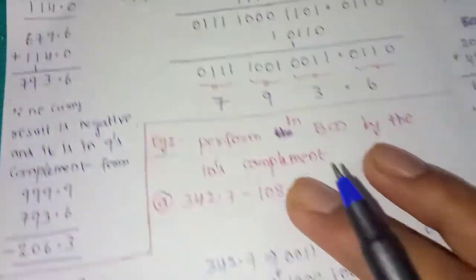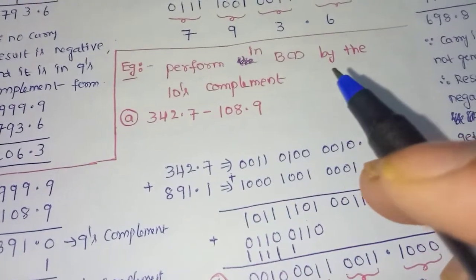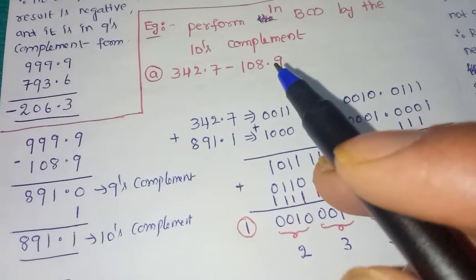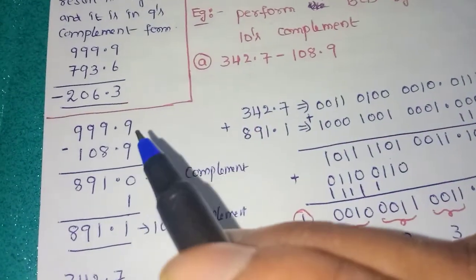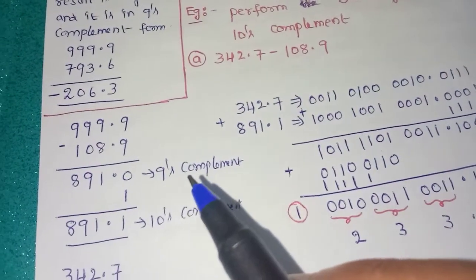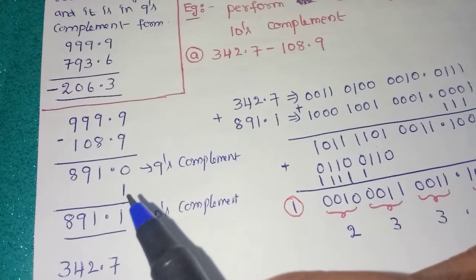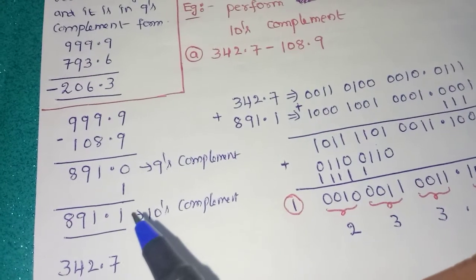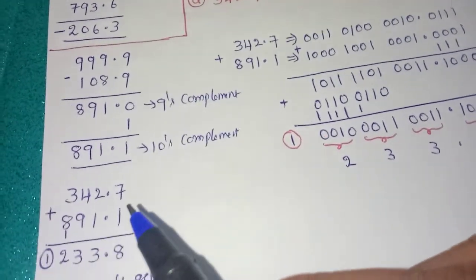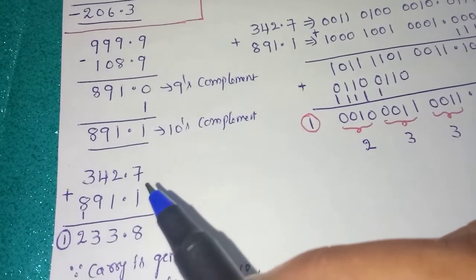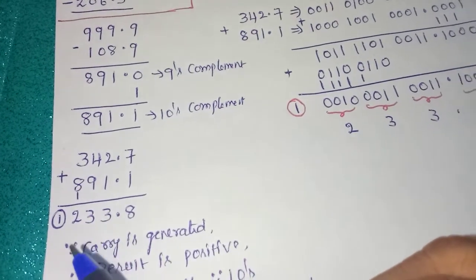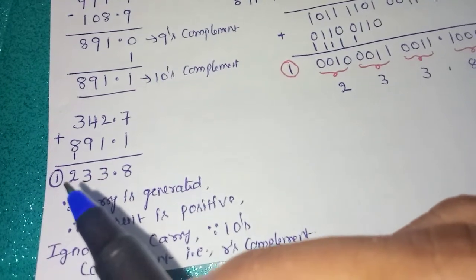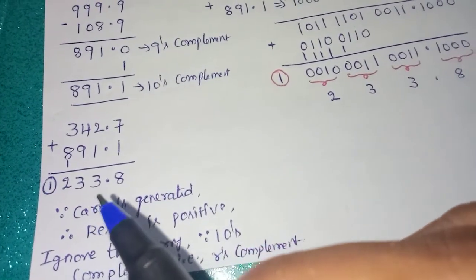Now look at this example. We have to perform it in BCD by the 10's complement. Now we have to take the 10's complement of the subtrahend. How do we get the 10's complement? First of all, we find the 9's complement of the subtrahend. By adding 1 in the LSB position, we get the 10's complement of the subtrahend. Then we add it to the minuend. After adding, if you observe there is a carry. We know that if a carry is generated the result is positive, but since it is an r's complement, that is the 10's complement, we have to ignore the carry. What is the result? It is 233.8.